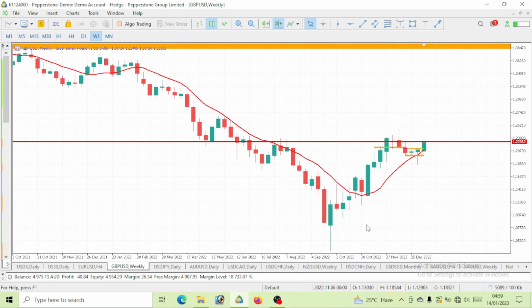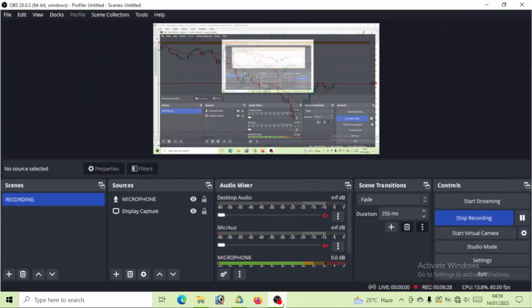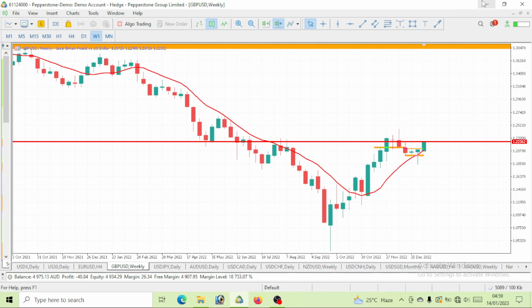You can also see it on the weekly time frame. We are trading above this 10 period simple moving average. So price is still trading above this 10 period simple moving average. So more bullish move is to come on GBP USD. Now let's see what this daily time frame is saying.